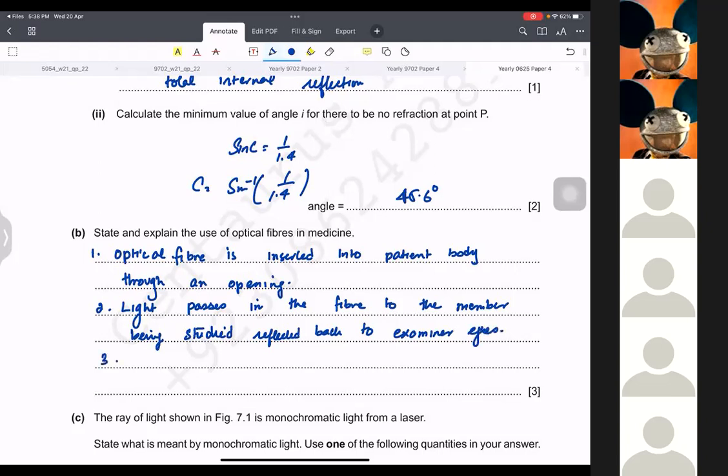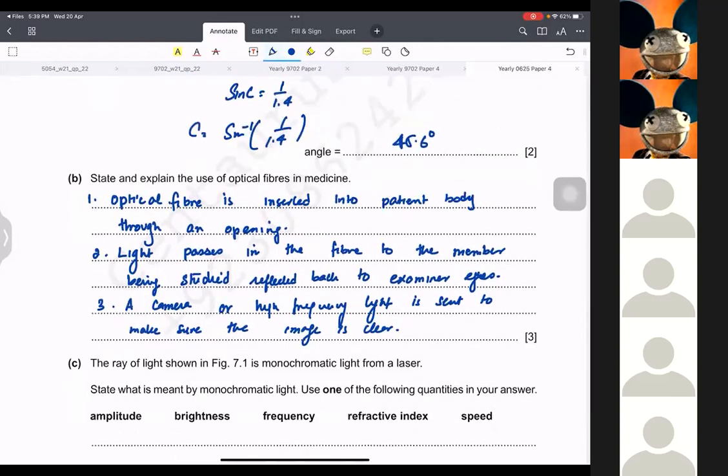And for the third mark, you say that a camera or high frequency light is sent to make sure the image is clear. So these are the 3 points you should write.